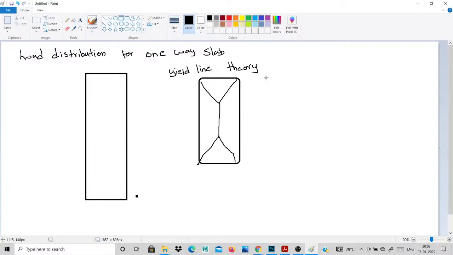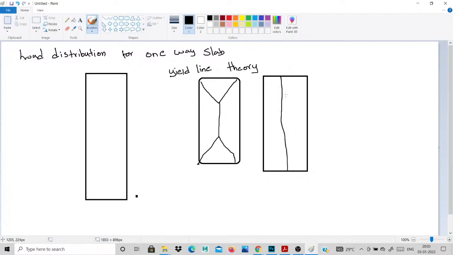Then I draw the one-way slab and its yield line theory. This is the yield line. The one-way slab transfers its load in two directions based on the yield line theory. But for a two-way slab, the load is transferred in four directions, based on your yield line theory.